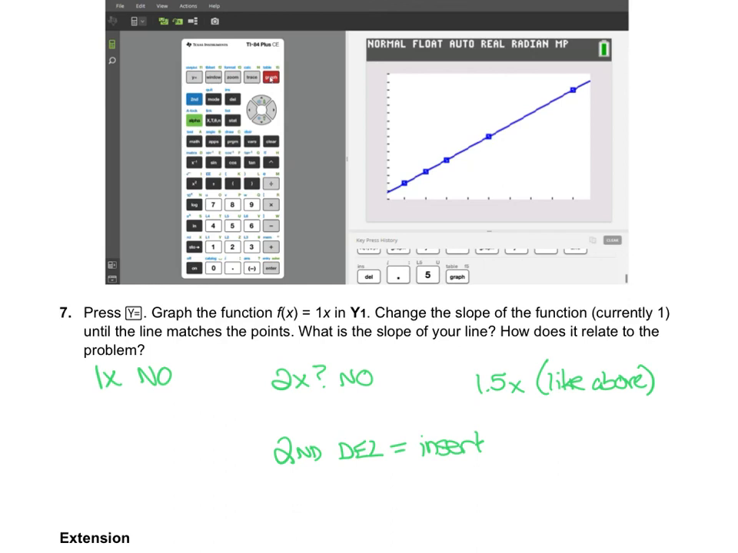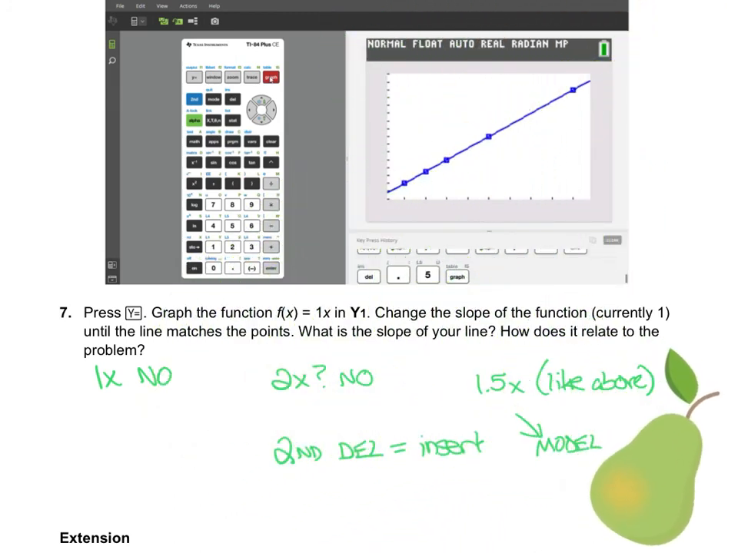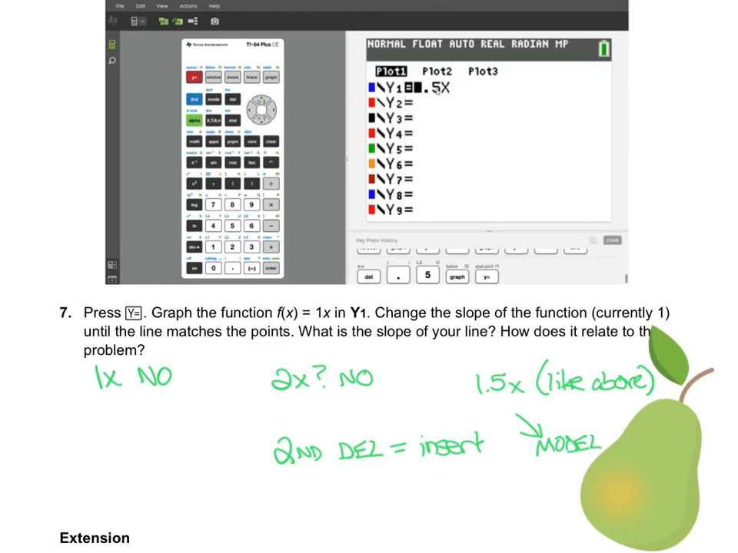So we've come up with basically a cost model that you give me any number of pairs that you're ordering, and I will give you the ordered pair or the amount that those pairs cost. Okay, and what does 1.5 really mean? How does it relate to the problem? Well, 1.5, that slope, is basically the rate or how much you're paying for each pair, $1.50. And that is all we're doing in the calculator for this one.